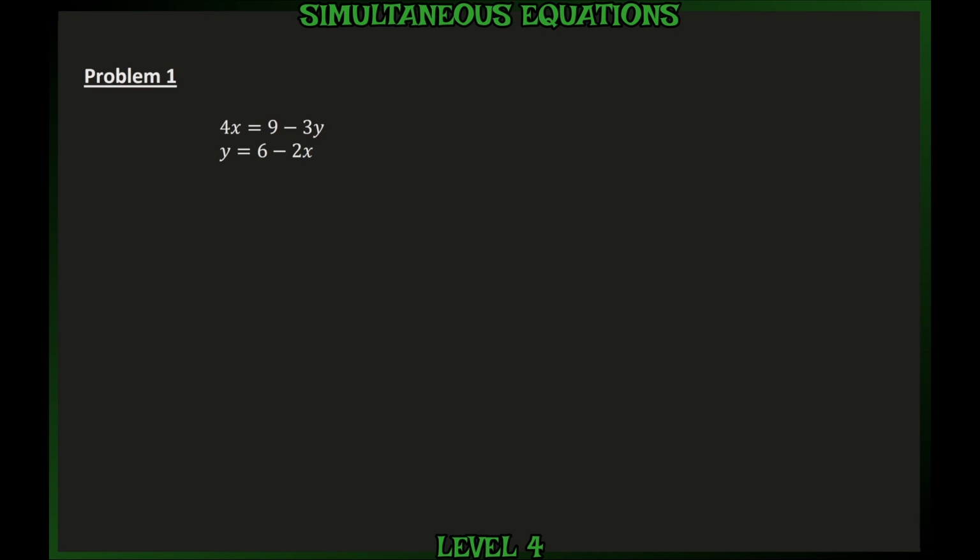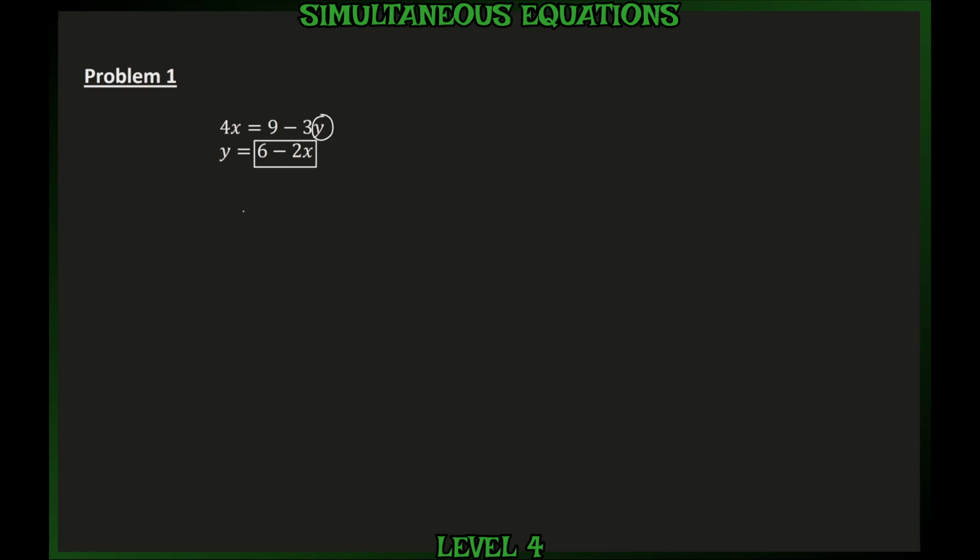In problem 1, we're solving 4x equals 9 minus 3y and y equals 6 minus 2x. Now looking at the second equation, this is written with y as a subject, and when this is the case, it tends to be easier to solve these problems by substitution. And what this means is that we're going to take the 6 minus 2x, which we know from the second equation is equal to y, and substitute it into y in the first equation.